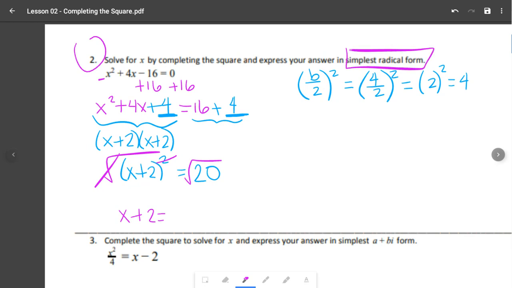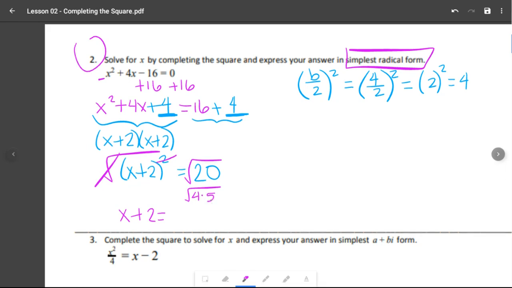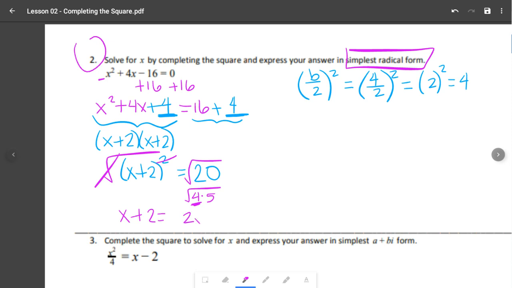On the right, keep in mind your directions do say simplest radical form. Radical 20 is 4 times 5. 4 is a perfect square, so it becomes 2 radical 5. And we're not going to forget the plus minus in front of that.